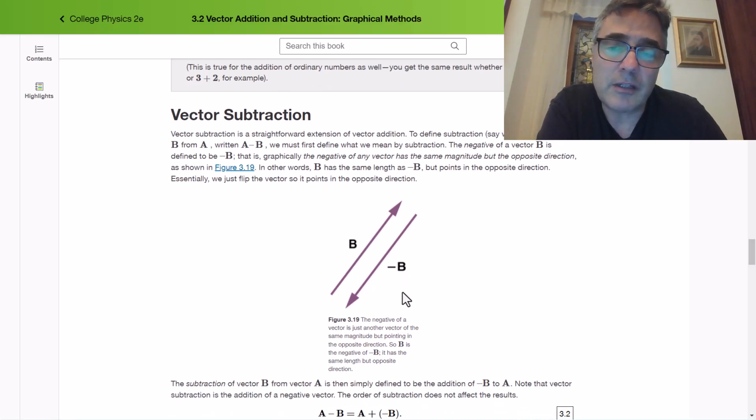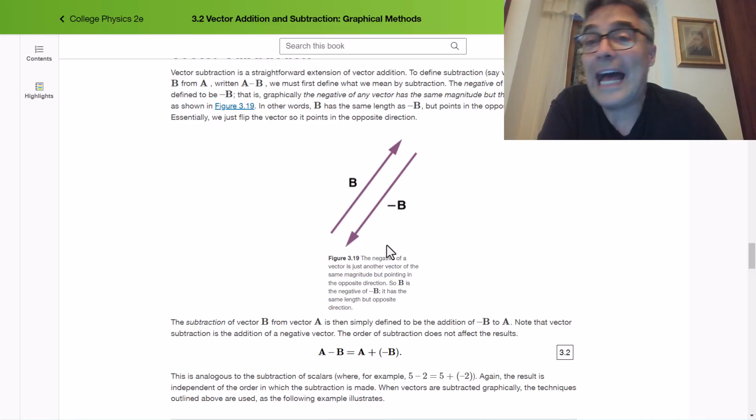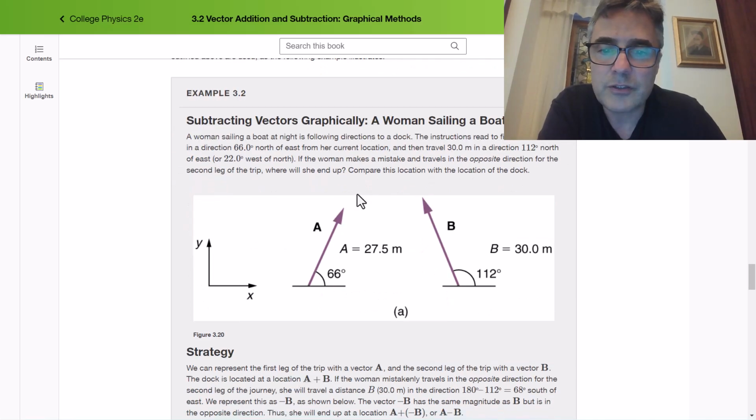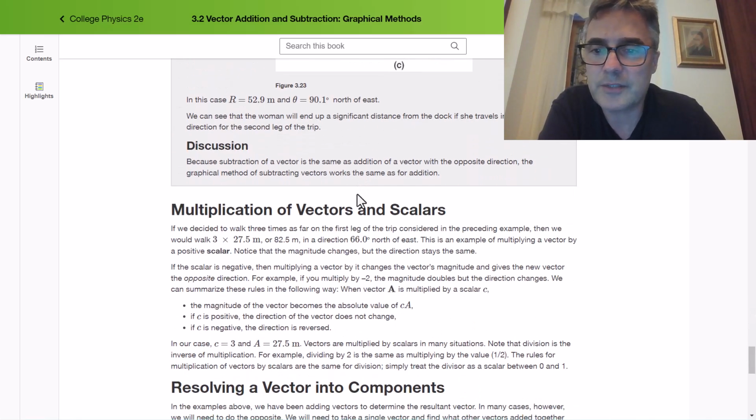There's also something called vector subtraction. And the way that works is you add the negative of the vector. So A minus B is A plus negative B, where negative B is B, but flipped in the opposite direction, 180 degrees. So they tell you how to add or how to subtract vectors. Or you just add the minus.